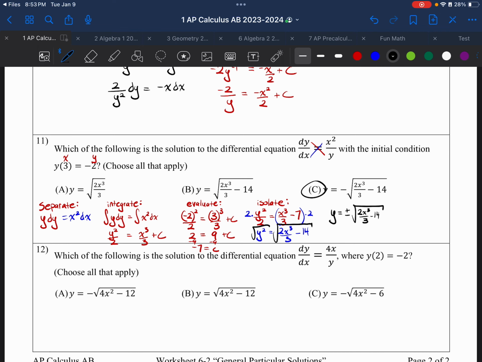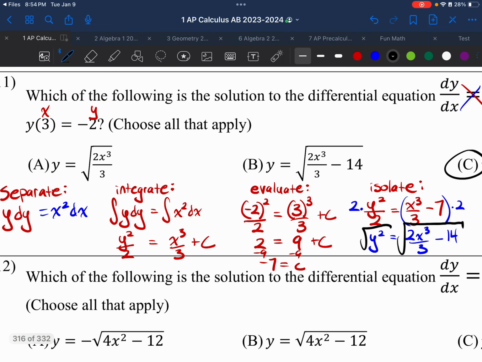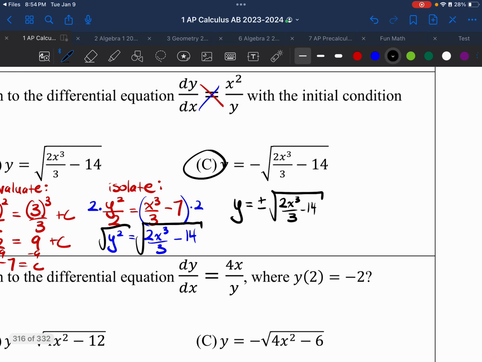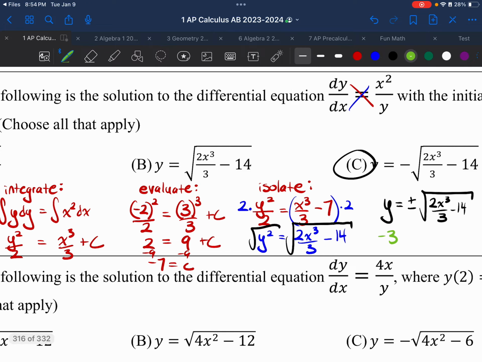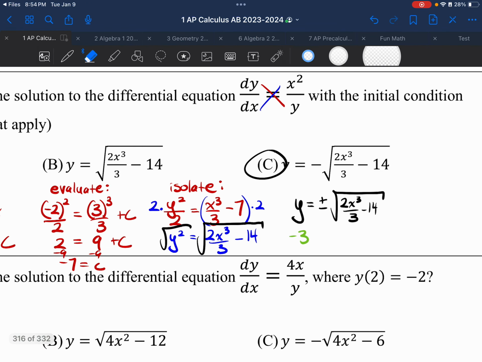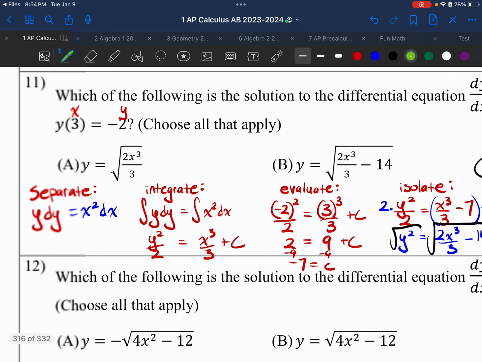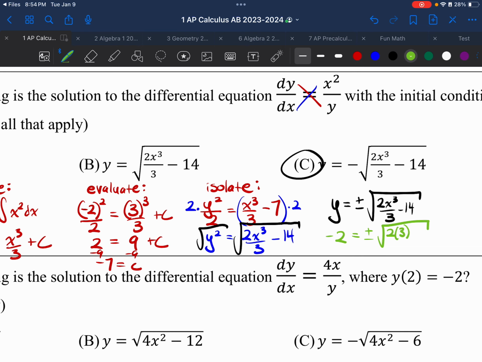But if I do this the long way, I'll show it to you. We're going to plug in our x value of 3, and I will prove to you that it is indeed the negative. So if I plug in 3, the y value was -2, I apologize. So the y value is -2, and that's going to be equal to, we don't know, is it the plus or is it the minus, and then the square root of 2 times the x coordinate, the x coordinate was 3. 2 times 3, quantity cubed, all over 3 minus 14.